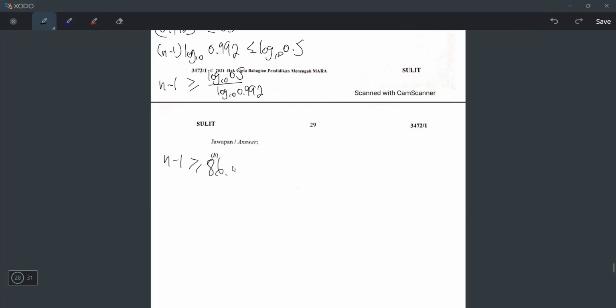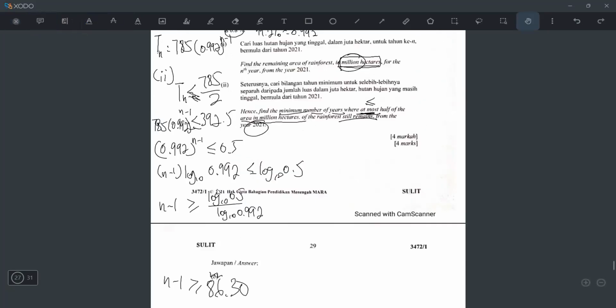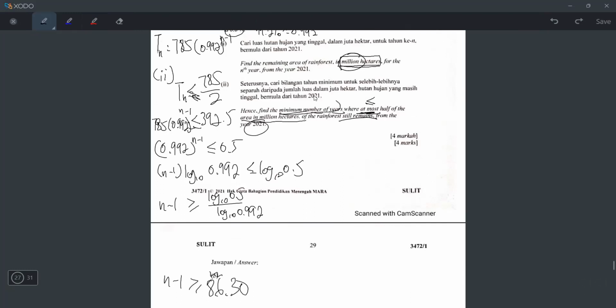And remember one thing, if during the exam you're not sure whether you have to change the symbol or not, you just try. You just try pressing the log 0.992. You seriously will get a negative value. So now n is bigger than or equal to 86.30 plus 1, which is 87.30. Therefore n will be 88. It means starting from the 88th year, 89th year, 90th year, that's when the forest is less than half already. But since they want the minimum, remember just now they say find the minimum number of years.